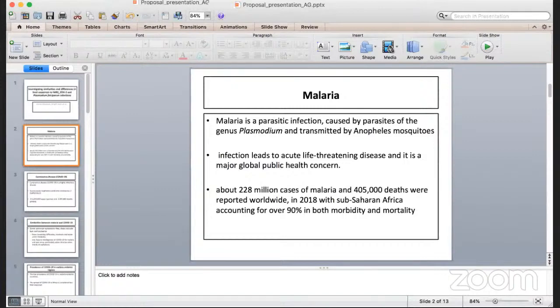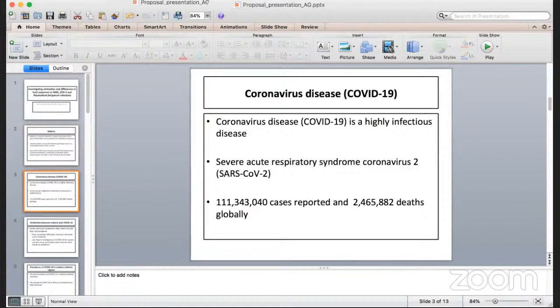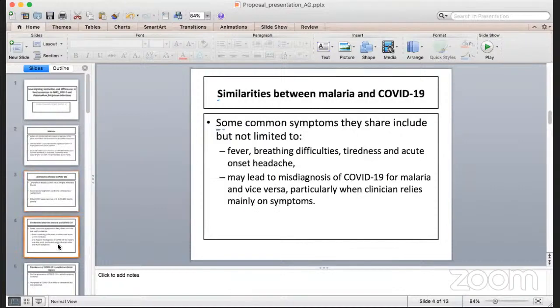We all know the coronavirus disease, COVID-19, is also very infectious and a global pandemic, and everybody is interested in it. It's caused by the severe acute respiratory syndrome coronavirus 2, SARS-CoV-2. When I checked last night, we had already had over 100 million cases and 2.4 million plus deaths globally.